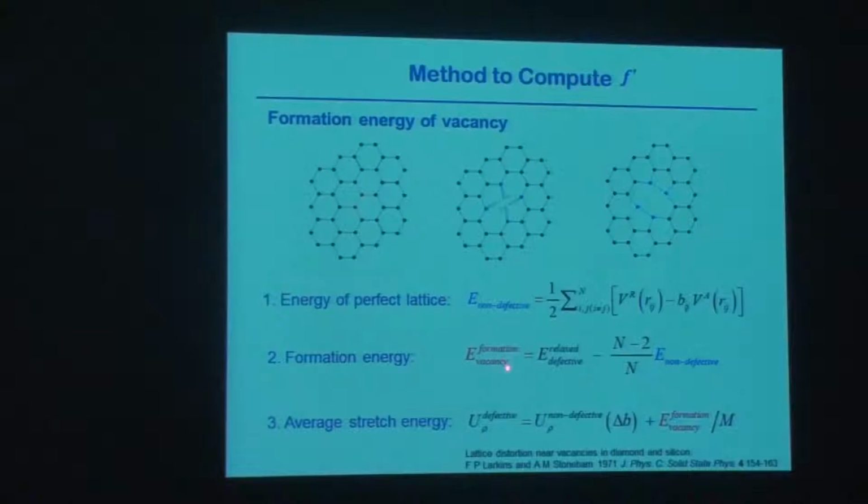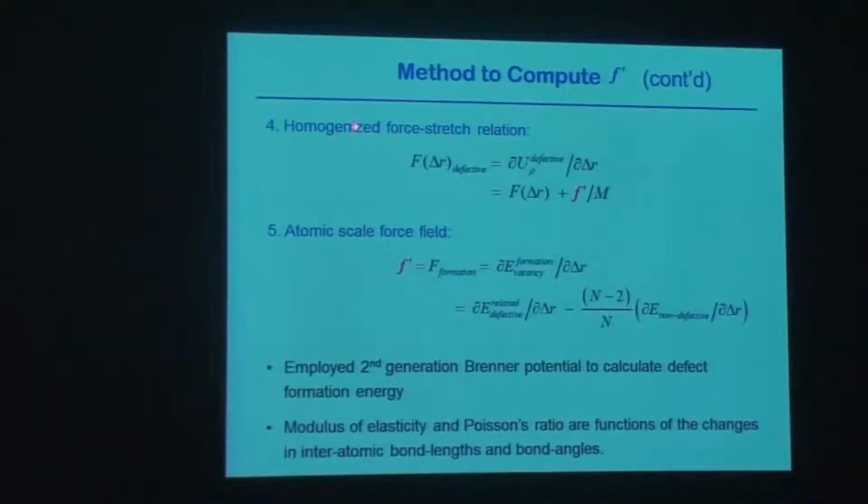So once we get the formation energy of vacancy, then we can get the average stretch energy by looking at the energy of the non-defective and the energy associated with the formation of vacancy. And keeping in mind that the defect-free nanomaterial is solved with the problem driven by F bar, so now we only want to solve for the energy associated with this vacancy or the defect. So once we have that stretch energy, taking derivative with respect to delta R gives us force stretch relation. This term has already been taken care of by the equation driven by F bar. So we are only interested with F prime, and that will be superimposed on the solution for the defect-free material.